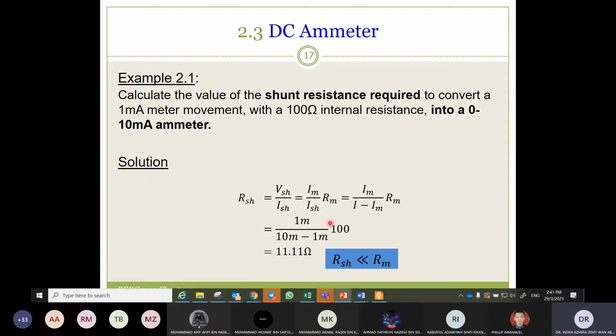If you are confused about what is IM and what is I: usually IM is much smaller than I, the total current of 10 milli. So here 1 milli is smaller than 10 milli, so 1 milli is IM and 10 milli is I. And R shunt is much smaller than RM: RM is 100, R shunt is 11. Any question? No? Okay, this is very basic.